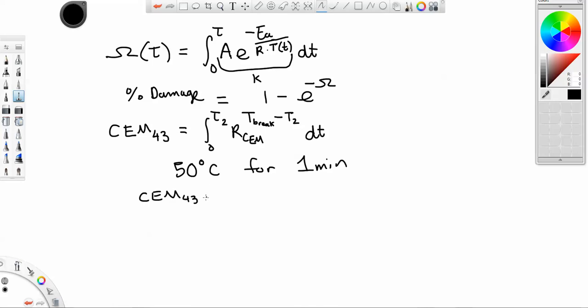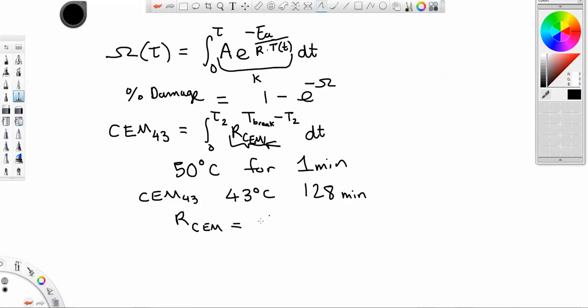So the CEM43 means that you would compare it to a 43 degrees Celsius process, and the CEM43 value will tell you how long that would take to get the same equivalent damage as the one at 50 degrees Celsius. Say, 128 minutes or something. Depends on the R value you have and the temperature that you use. But let me go ahead and explain what the heck this is. This is very important.